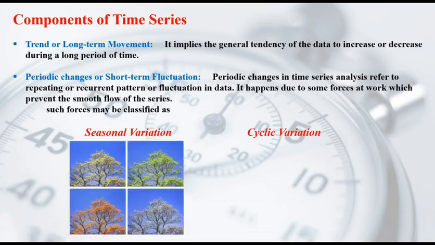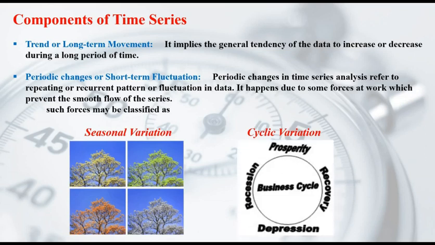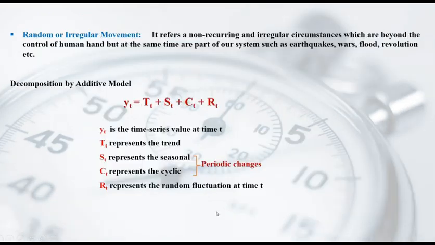In seasonal variation, it happens due to the rhythmic forces which operate in a regular or periodic manner over a span of less than a year. For example, monthly, weekly, hourly, etc. Now the cyclic variation. The oscillatory movements in a time series with a period of oscillation more than a year are termed as cyclic variation. For example, business cycle. And the third one is random or irregular movement.